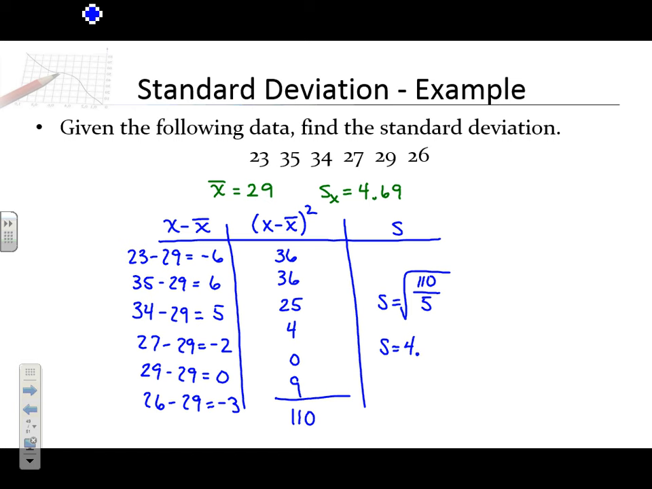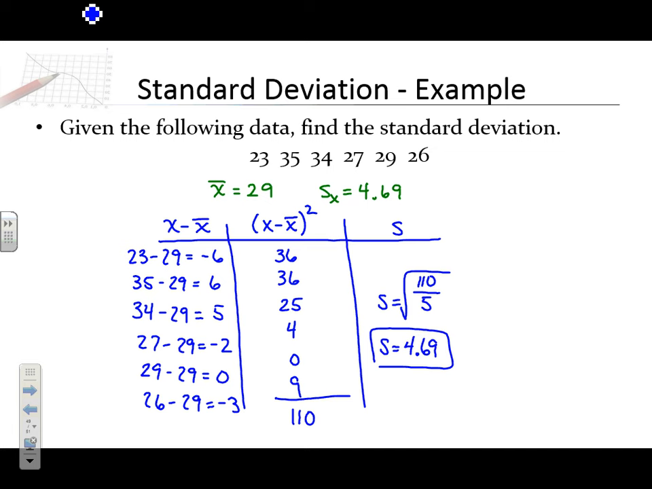You should get 4.69, which we know should be good because our calculator told us the same answer. Okay? So on a quiz or test, if I ask you to do it by hand, I think there might be one question like that. It'll only be like 4 or 5 values, so it's not going to take a long time to do.